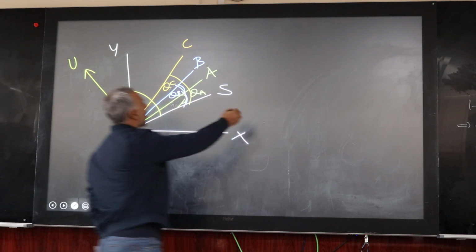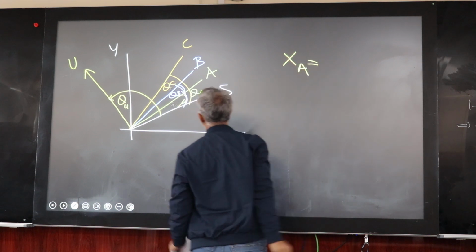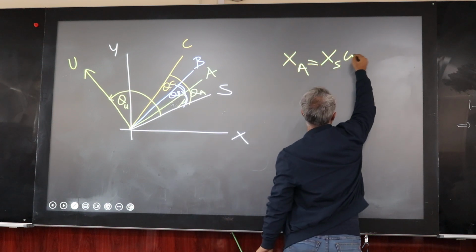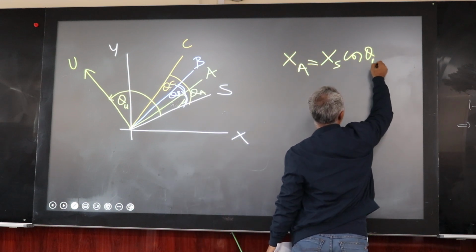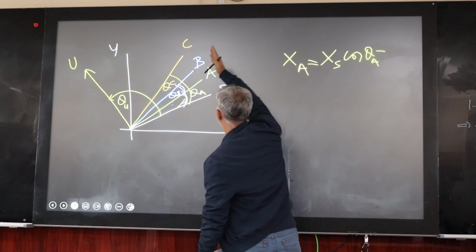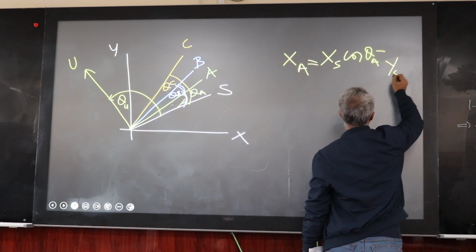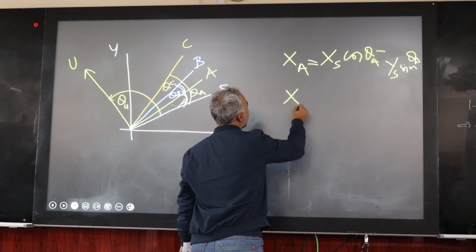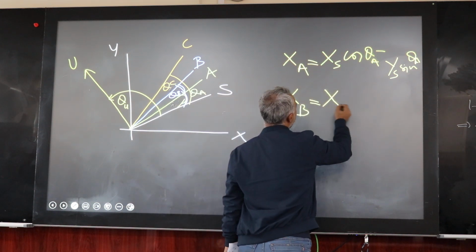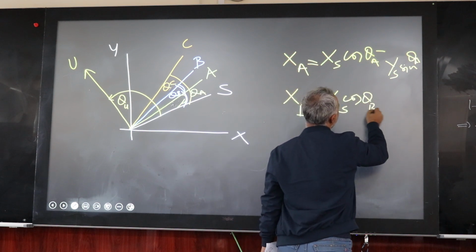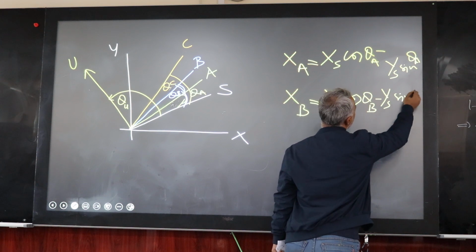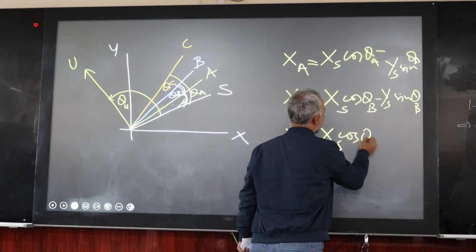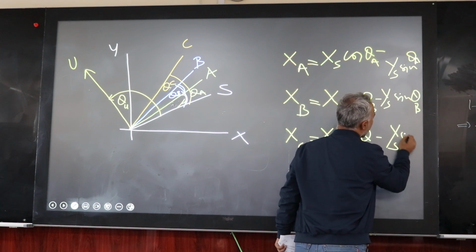And of course, if I am talking about the x-axis feature, then if you are considering this with respect to some standard, you can say x_A equals x_s cos theta A minus y_s sine theta A. Similarly, here x_B equals x_s cos theta B minus y_s sine theta B. So x_C equals x_s cos theta C minus y_s sine theta C.